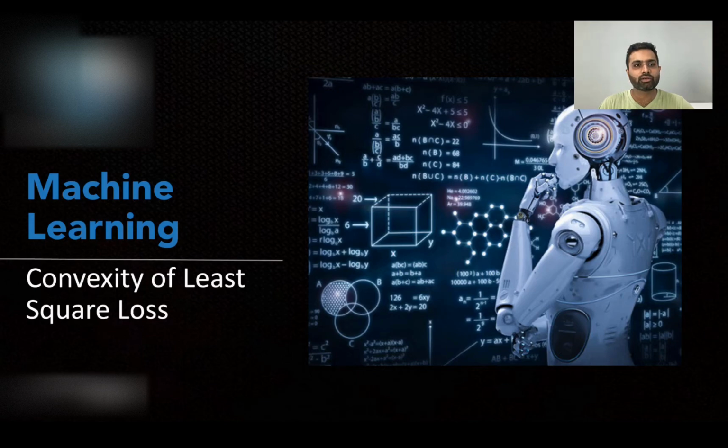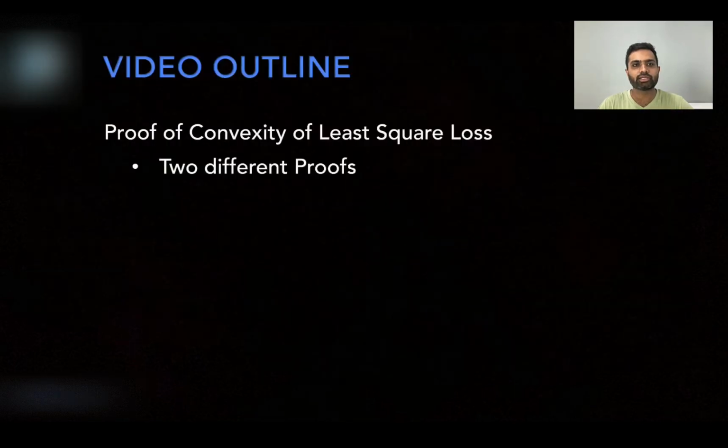In this video, we will see the proof of convexity of a least square loss function that we have defined for a linear regression problem. So this is the agenda of this particular video. We will see basically two different kinds of proofs that are proving that least square loss function is actually a convex function in terms of parameters.